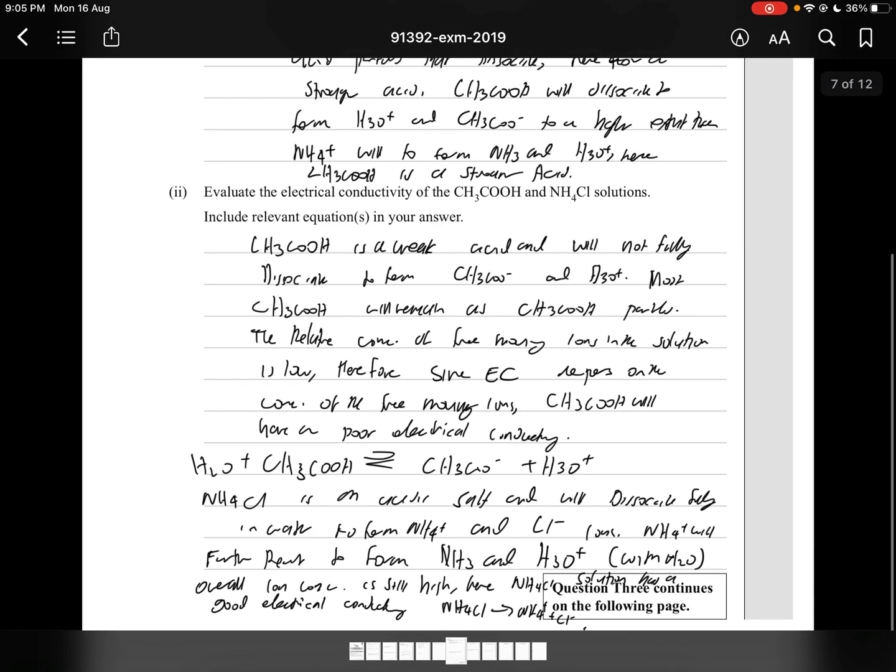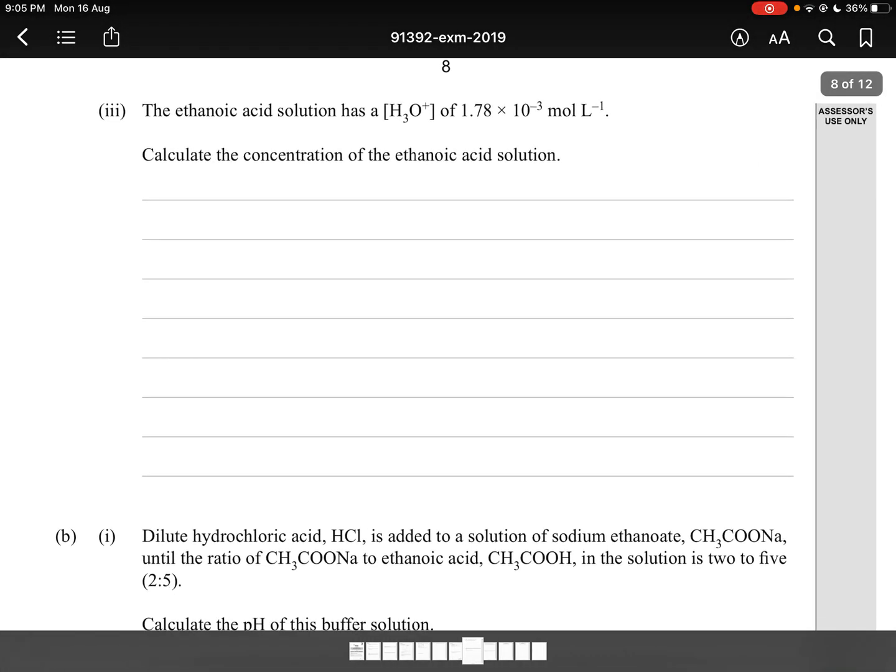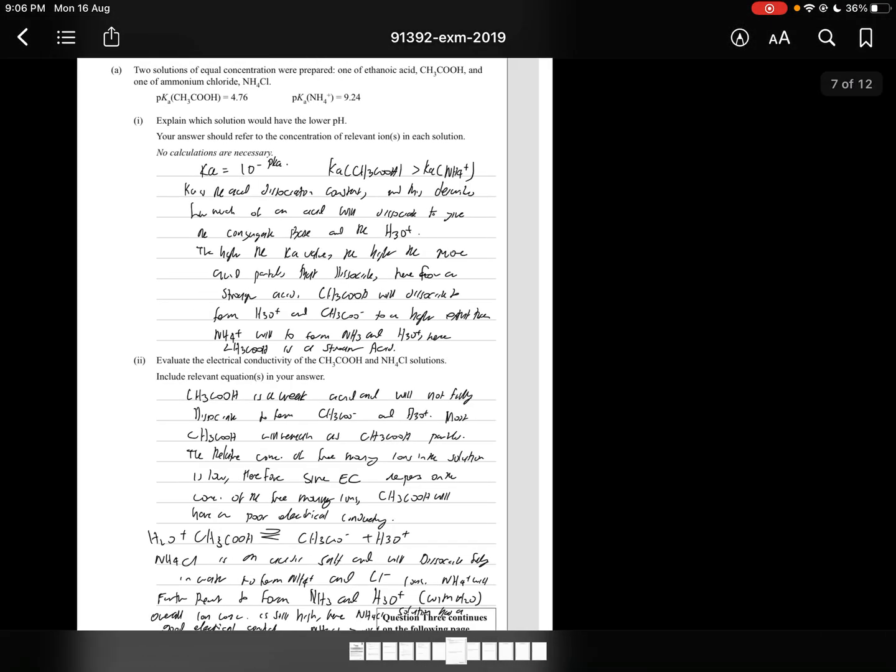Alright. So looking at the next part, the ethanoic acid solution has a hydronium concentration of 1.78 times 10 to the power negative 3 mole per liter. Calculate the concentration of the ethanoic acid solution. Okay, so in this case, we've got the pKa, so we can find the Ka.